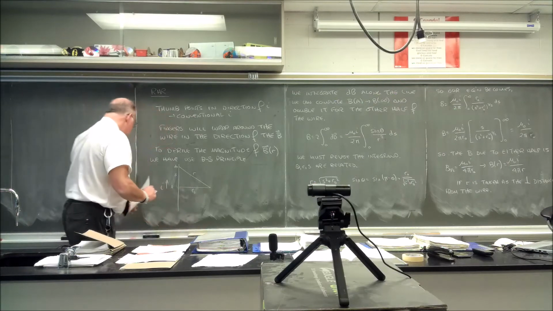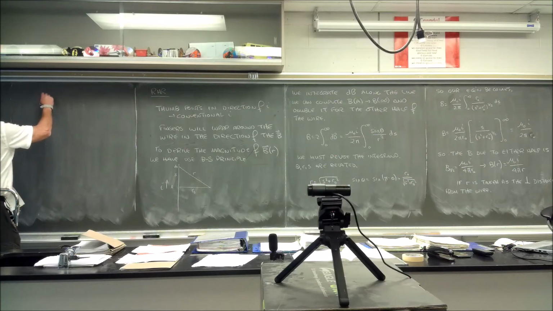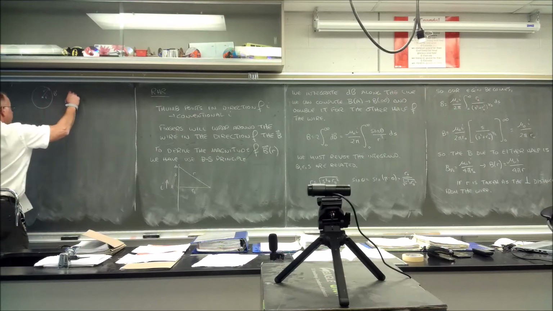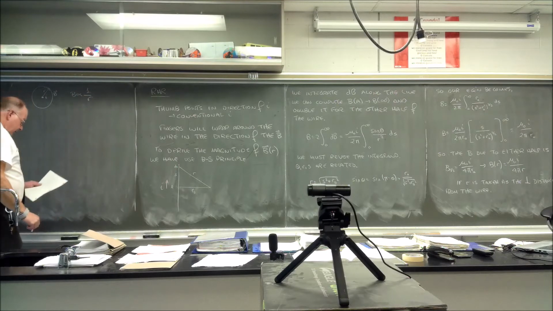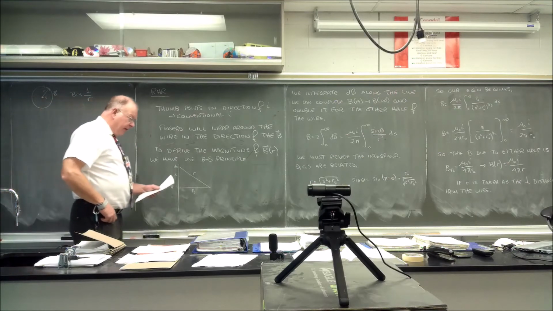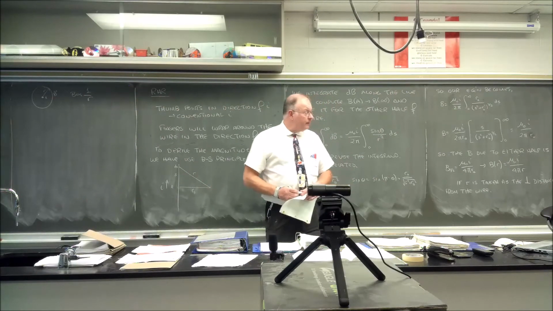So if we have our conductor going into the board, then our magnetic field at some R is inversely proportional to that radius. Okay, it's only 1 over R, not R squared or anything like that.